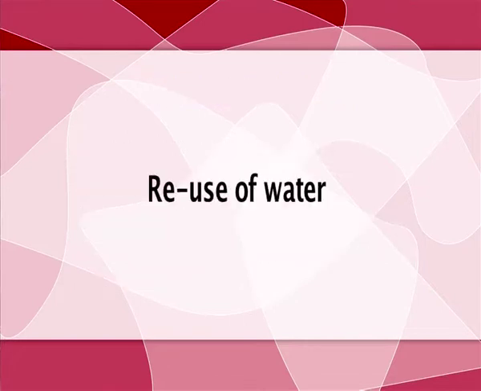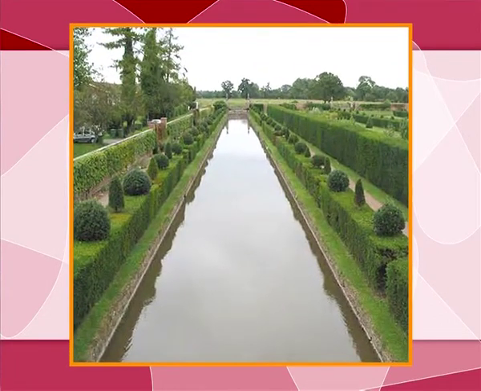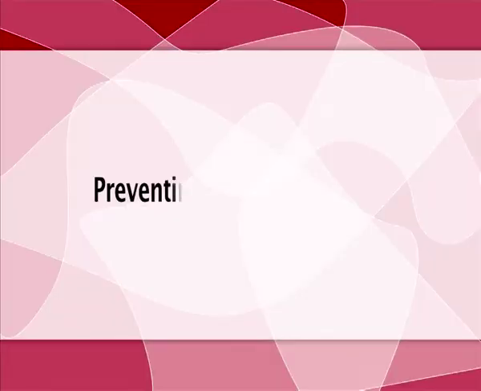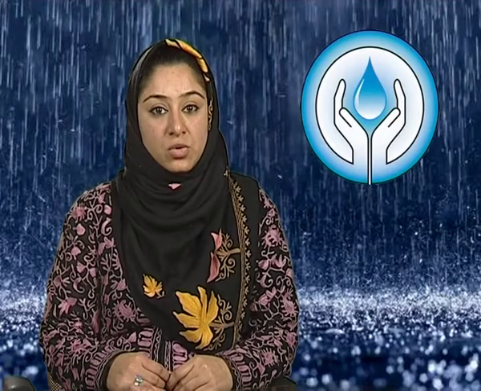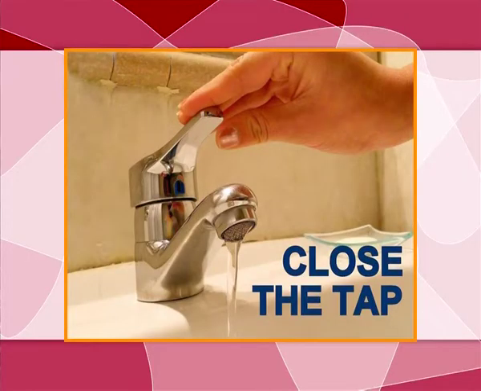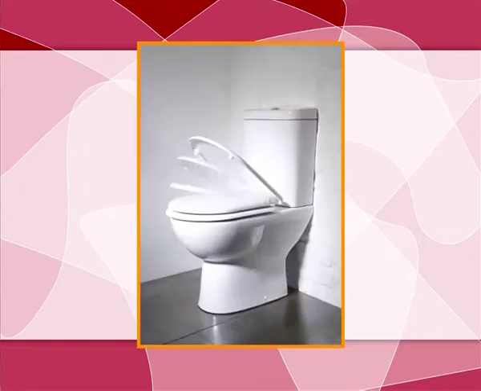Reuse of water. Treated wastewater can be used for irrigation. Using grey water from washing, bath tubs, etc. for watering gardens, washing cars or paths helps in saving fresh water. Preventing wastage of water. This can be done in households, commercial buildings and public places: closing taps when not in use, repairing any leakage from pipes, using small capacity flush in toilets.